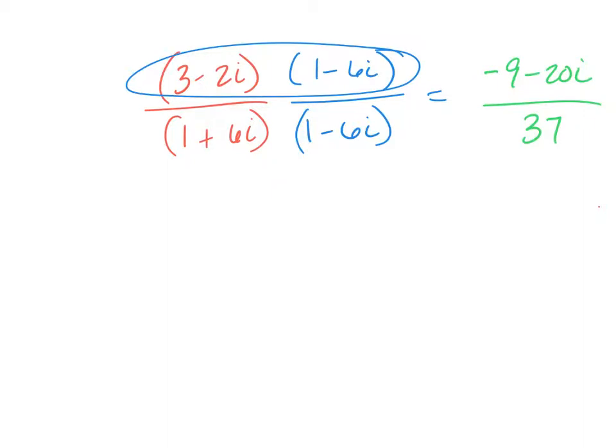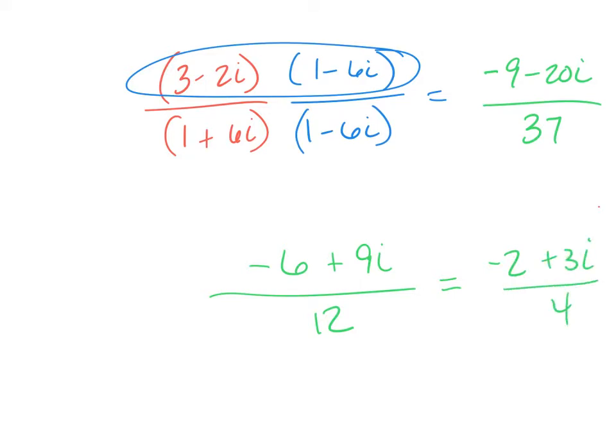If we had gotten something like negative 6 plus 9i over 12, all those numbers are divisible by 3, you would reduce it. So it would be negative 2 plus 3i over 4. Does everybody see that? You divide everything by the common factor. So always look at it and see if you can reduce it or not. If you can't reduce it, then that's your final answer.